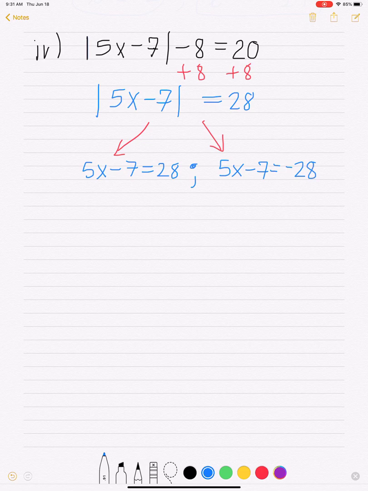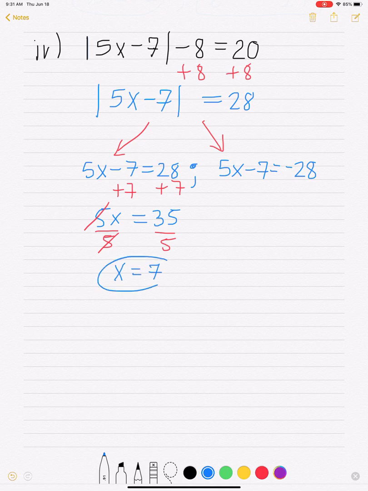All right, so in the first equation, 5x minus 7 equals 28. We're going to get rid of the minus 7. We're going to add 7 to both sides. It's going to give us 5x by itself on the left equals 28 plus 7, 35. And we can divide both sides by 5. Get rid of the 5 in front of the x, and we'll get x is 35 divided by 5 is 7. So there's a solution.